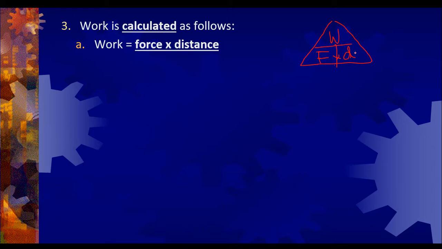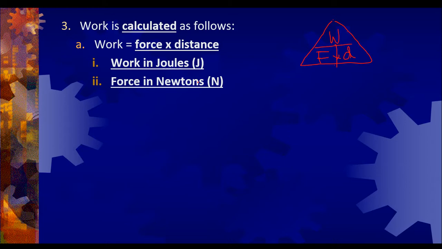or force equals work divided by distance, or distance equals work divided by force. Okay? So just like any other triangle we've made before, you just have to remember that W is at the top. Now work again is going to be in joules. From the previous unit, we've talked about force, which is in newtons, capital N, and distance is going to be in meters. So you need to know what each of these variables represents.